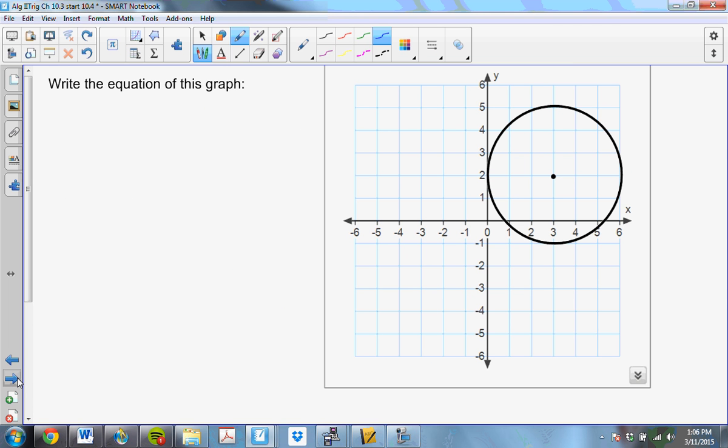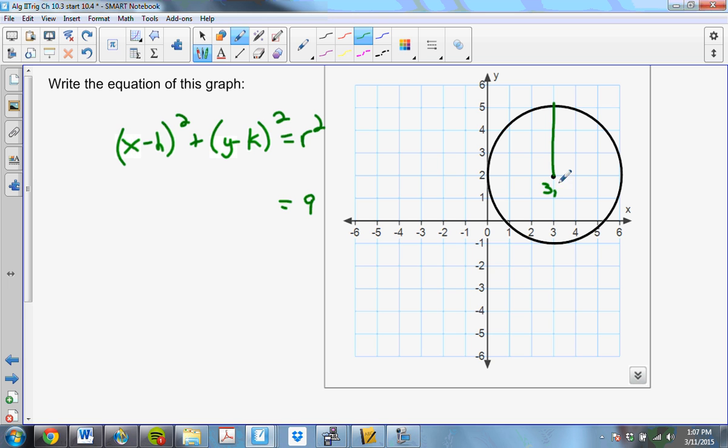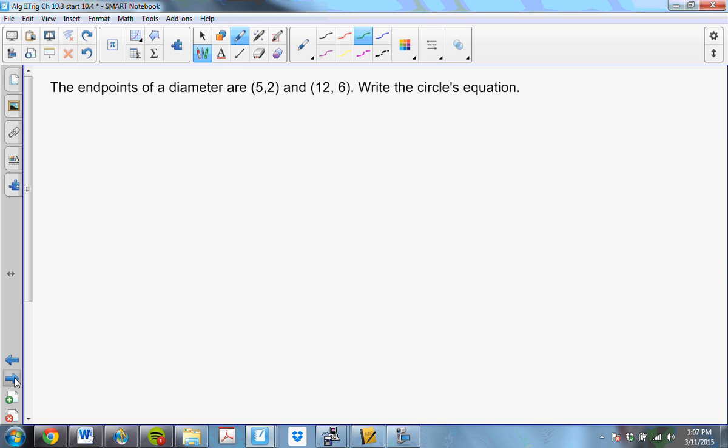Okay, write the equation of this graph. To do that, I have to know the radius. The radius of this graph is very clearly 3 units. So I can just do (x minus h) squared plus (y minus k) squared equals r squared. r squared is 3 squared, which is 9. And this is the point (3, 2), that's where my center is. So it's (x minus 3) squared plus (y minus 2) squared equals 9. Beautiful.